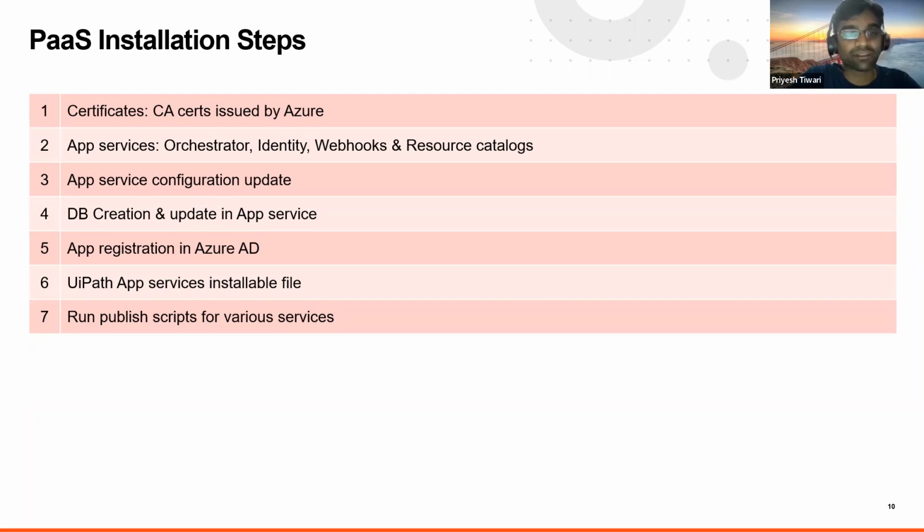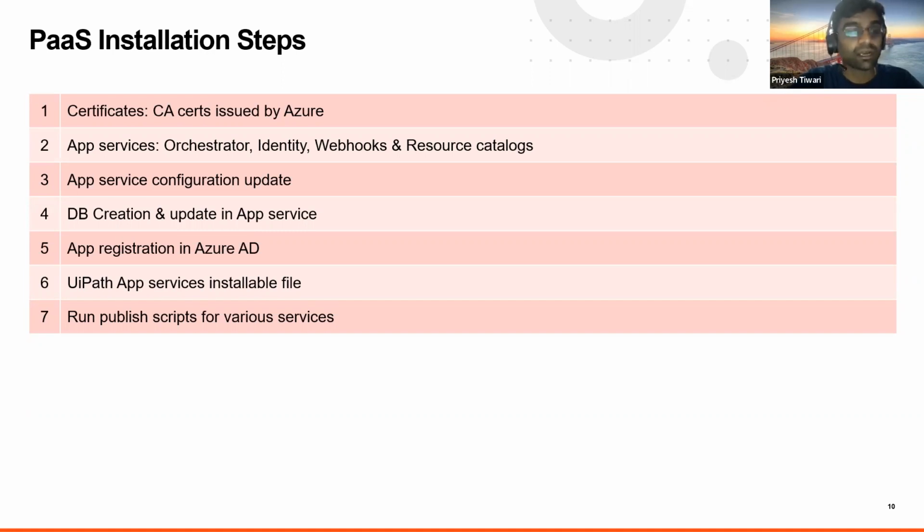Then there are 4 app services that need to be created on Azure PaaS: Orchestrator, Identity, Webhooks, and Resource Catalogs. Apart from that, we have to update a few configuration details after the creation of the app services. We will cover those during our walkthrough on the platform. The next thing is we have to keep a database created already. Here we are using Azure SQL. I have already created a database, and I will give a quick snapshot of that during the demo.